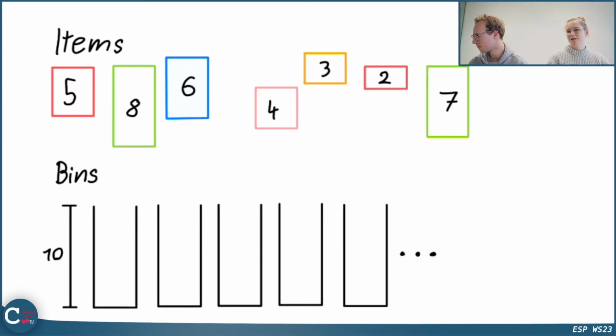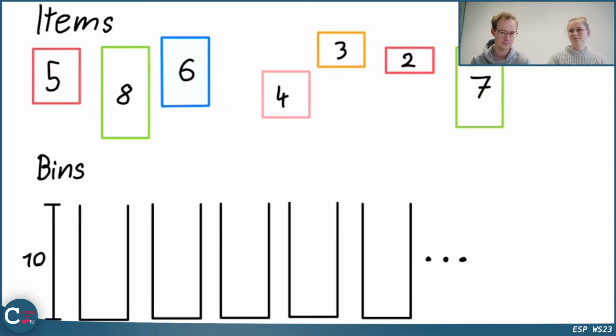Yes. So ideally we would put the items in the bins so that every bin, of course, is at its maximum capacity. If the sum of the weights of the items in each bin is 10, then we know that we have an optimal solution, but of course we are not sure if such a solution even exists or how we could come up with such a solution.